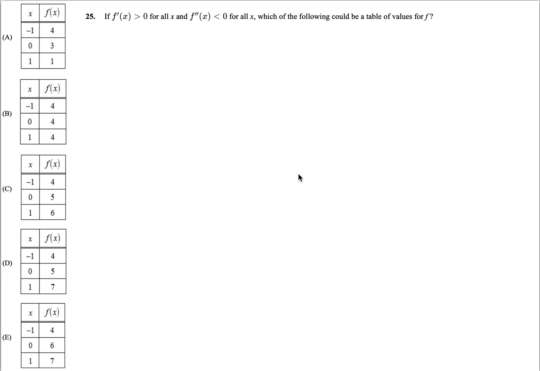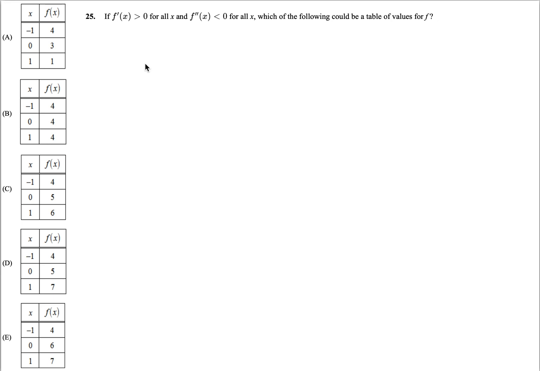What we have here is that they give us information about the derivative of f and the second derivative of f, and it basically says that the derivative of f is positive for all x and the second derivative is negative for all x. Now, which of the following could be a table of values for f?